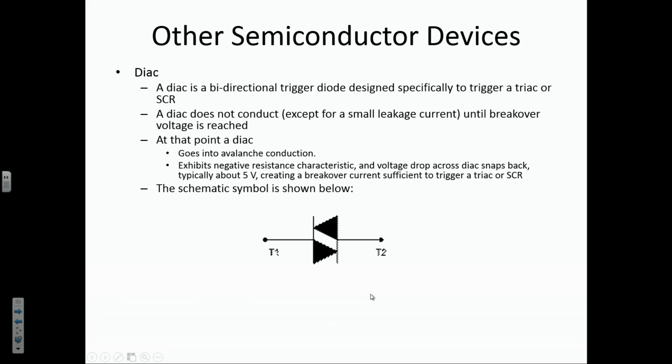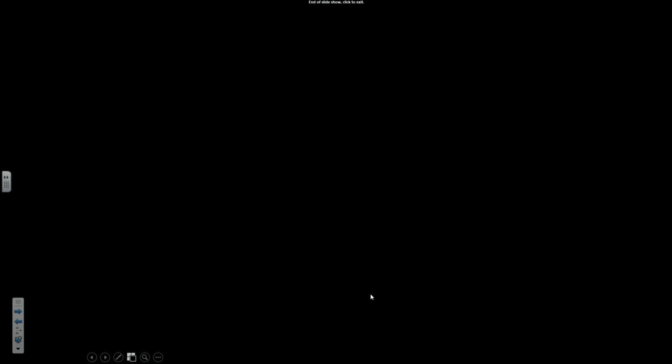So if you think about this, it's sort of like a hand-turn switch where you're actually making contact and getting a rapid increase in conduction. But this is all happening electronically with the diac. That schematic at the bottom is representative of the diac. And that is it for today's lecture.